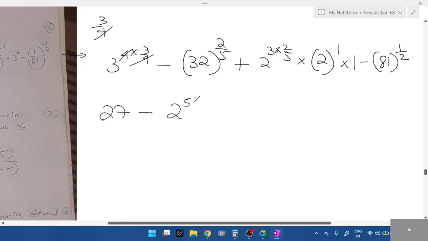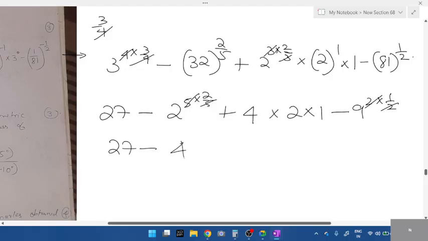27. 2 to the power of 5, 2 to the power of 5 gets cancelled. This gets cancelled. Where is 4? Just keep writing. Next step. What is 2 to the power of 1? 2. Not 1, it is 2. Okay, 2 to the power of 0 is 1, into 1 minus 9 to the power of 2, 1 by 27 minus 4 plus, use BODMAS. This entire thing should be multiplied. 4 twos are 8, 8 ones are 8, minus 9.